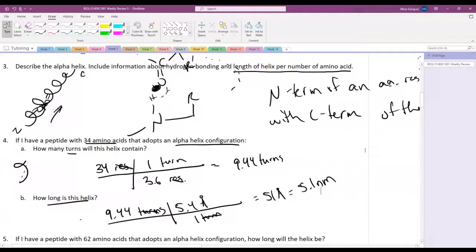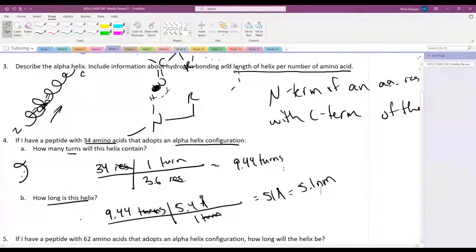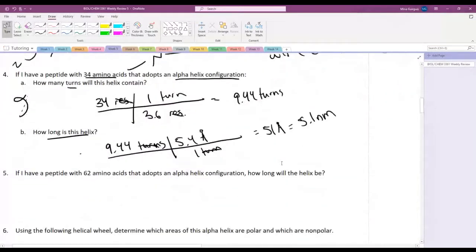I'm assuming you have multiple choice exams. I don't know if that has changed due to online classes. If you have multiple choice, you may see 5.1 nanometers. Don't get confused. I've seen most of the time it's in nanometers or angstroms. I guess they could give you meters, but that's very rare. So these are the two answers that I'd be looking out for.